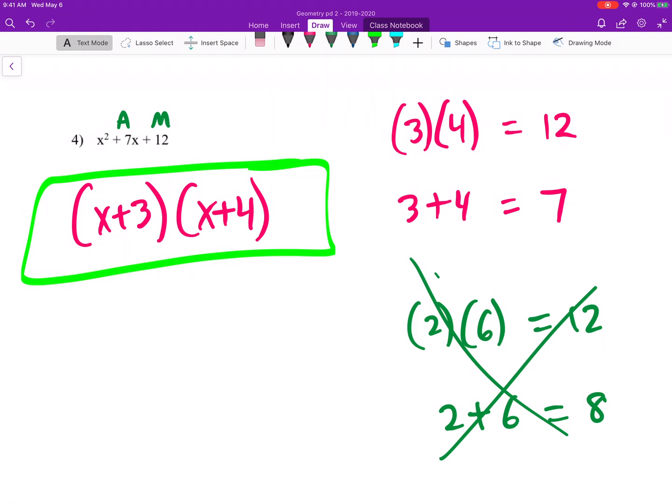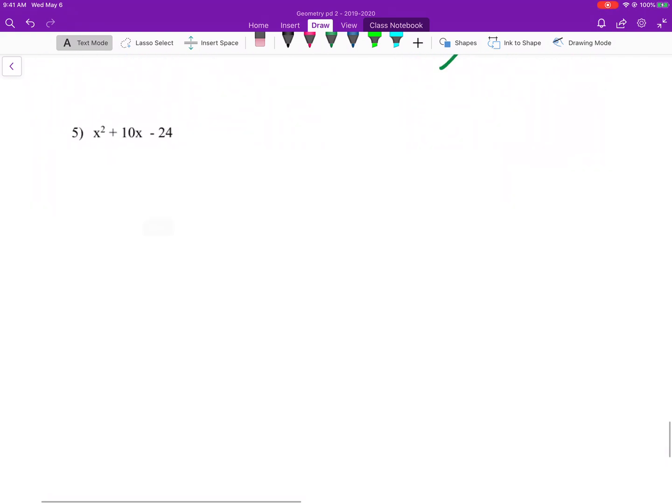It's quick, guys. It's not a lot of work. It's just a lot of thinking. You have to know your factors. You have to know what multiplies to something and also adds to something. Okay. Here, probably the trickiest one. Another example of AM factoring. We need 2 values that add to 10 and multiply to negative 24, not positive 24. Always factor in that sign that's in front of the value.